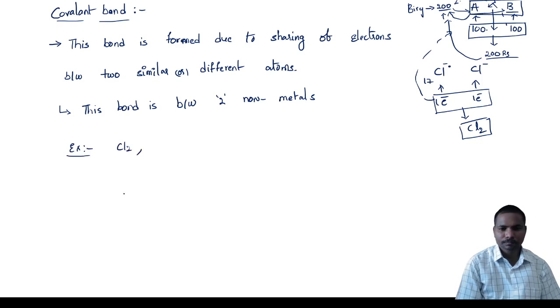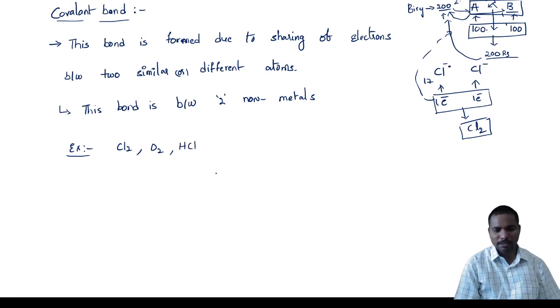Chlorine is formed, and not only chlorine. You can consider O2, oxygen, or HCl, between two non-metals. Whenever there is a bond between two non-metals, it is said to be a covalent bond. For example, methane, NH3, ammonia, CO2. All these are covalent bonds.